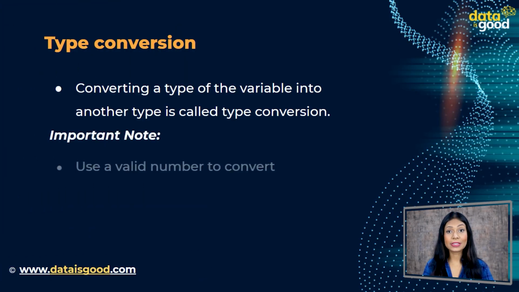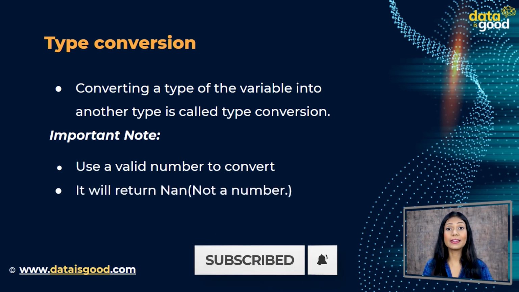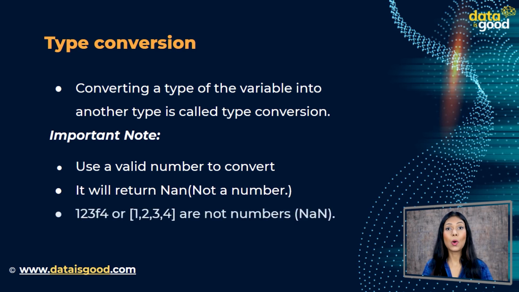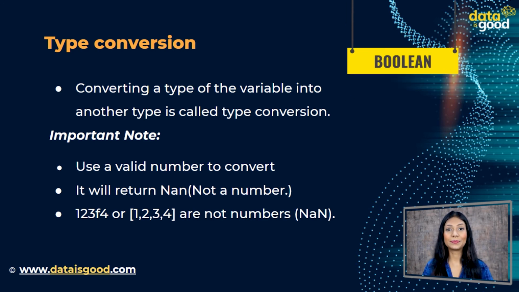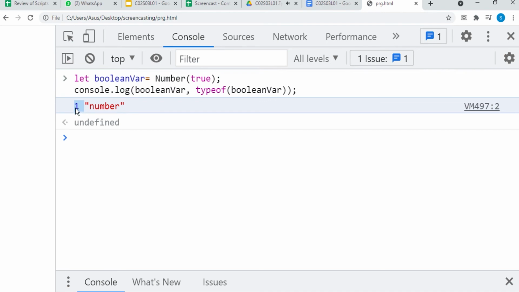An important note is that always use a valid number to convert. If the conversion is not possible, it will return NaN, which means whatever you are trying to convert is not a number. For example, "123F4" or "1 2 3 4" are not numbers, that is NaN. Let's use it with Boolean. Here is the code on your screen.